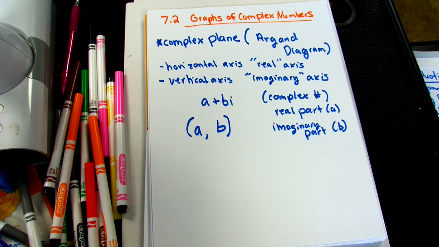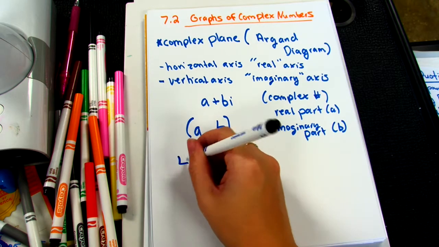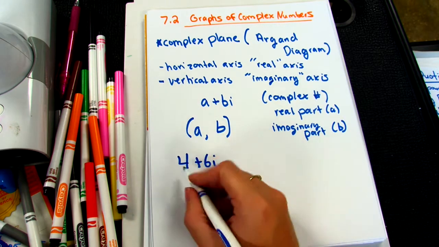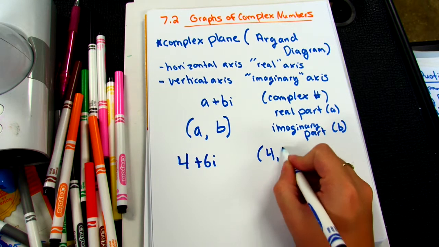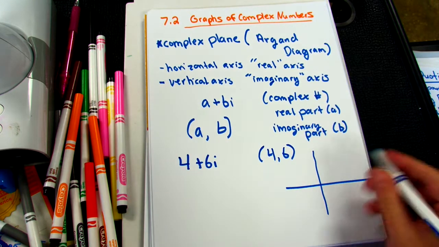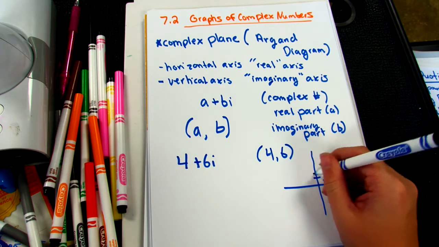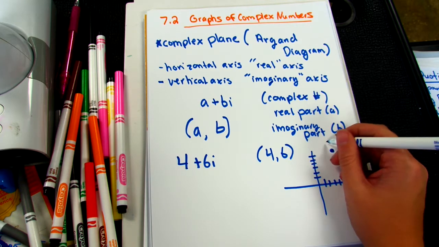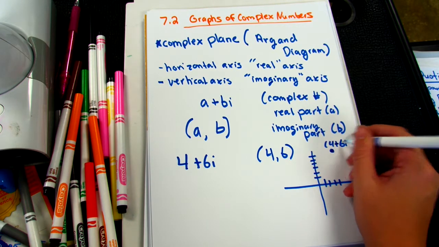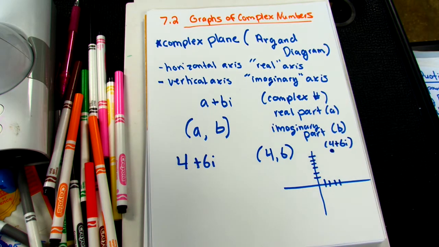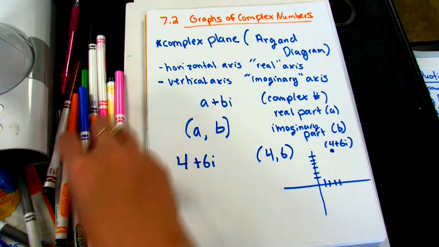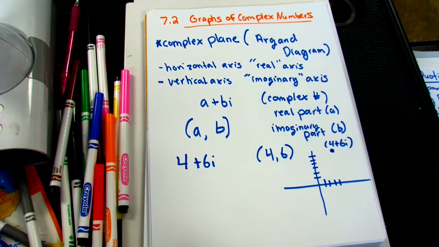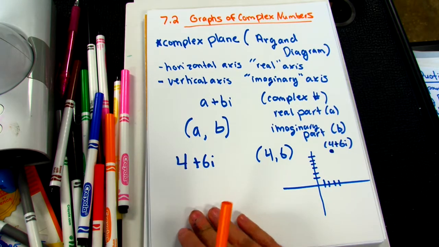So to graph a complex number, you graph it according to its associated ordered pair. For example, if you have 4 plus 6i, your ordered pair would be 4 comma 6. So 1, 2, 3, 4, 1, 2, 3, 4, 5, 6. There you go. You have just graphed 4 plus 6i. Awesome.